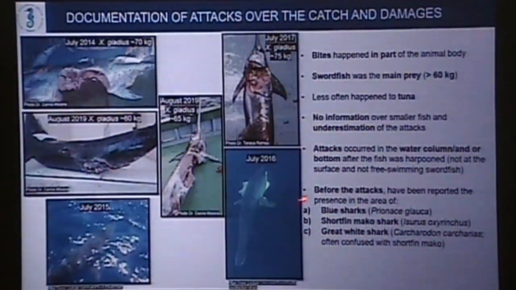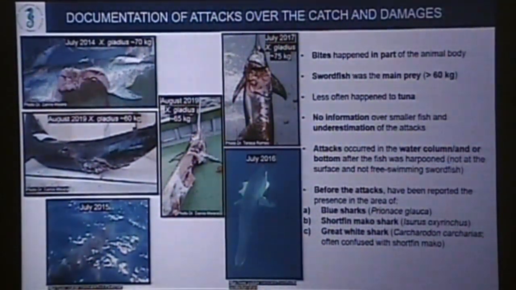And then there is a video obtained from a felucca boat, where a mako shark is eating a giant devil ray, and this one was also recorded in the Strait of Messina.